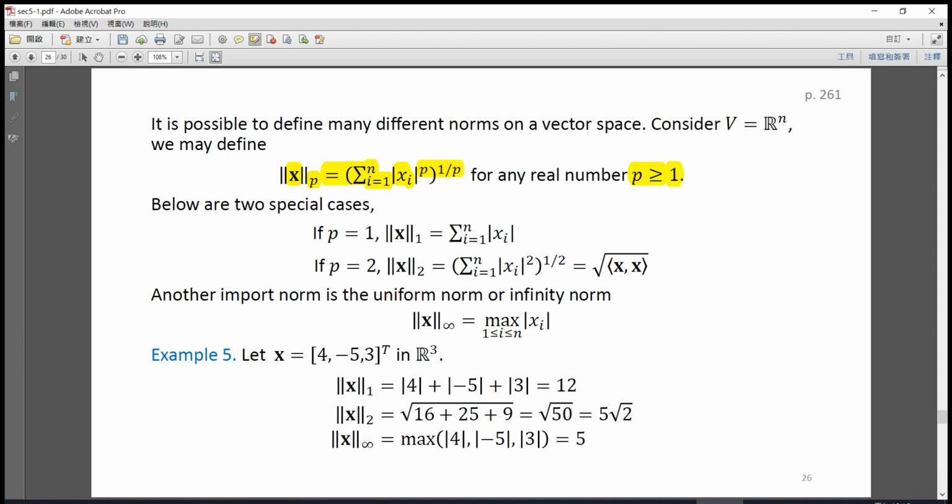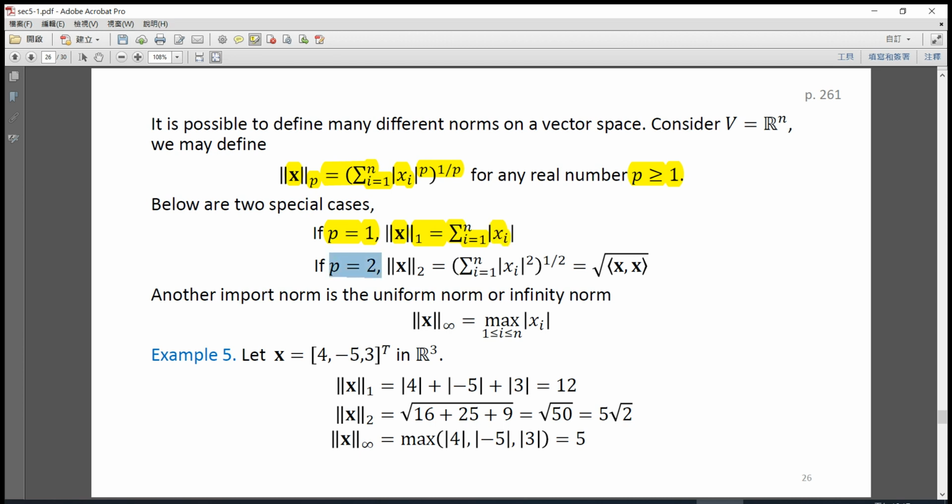Note that if p is less than 1, then this definition will violate the triangle inequality, and hence if p is less than 1, then this definition does not define a norm. Below are two special cases. The first special case is p equals 1. Then the one norm is the summation of the absolute value of xi.